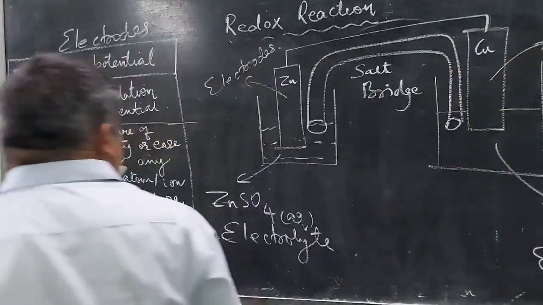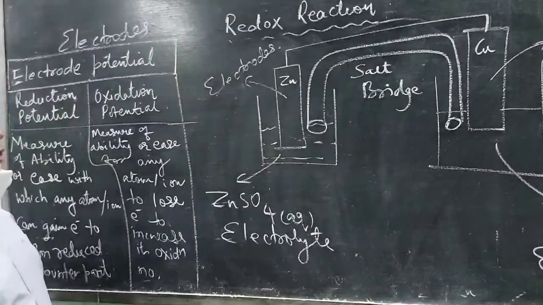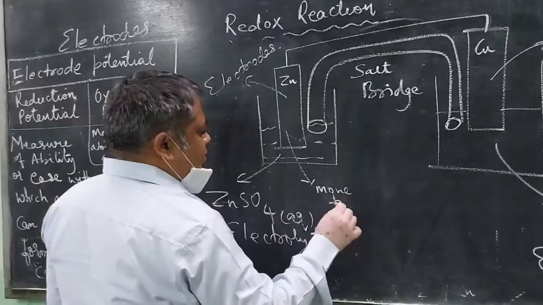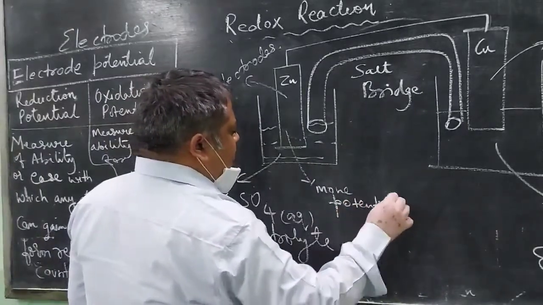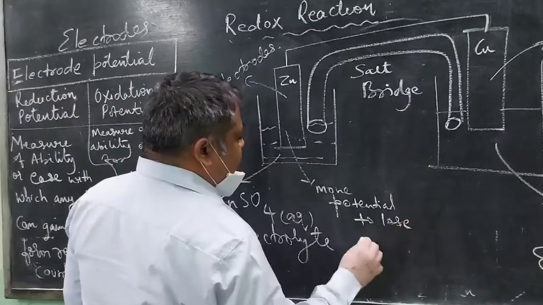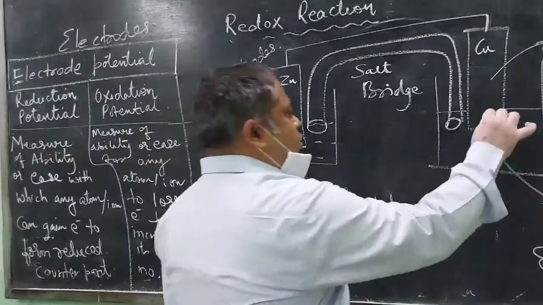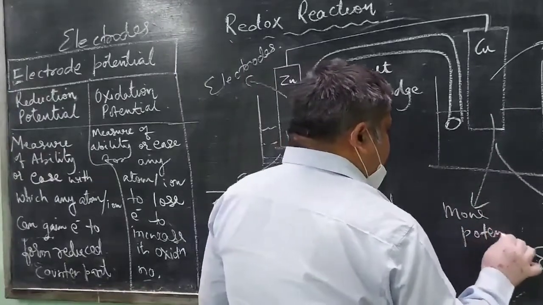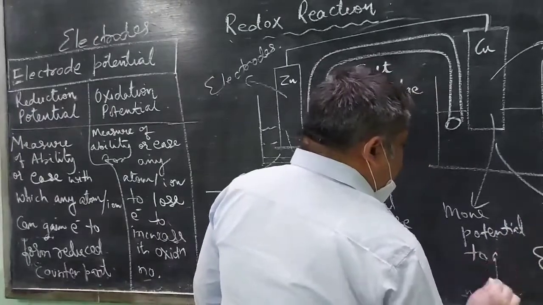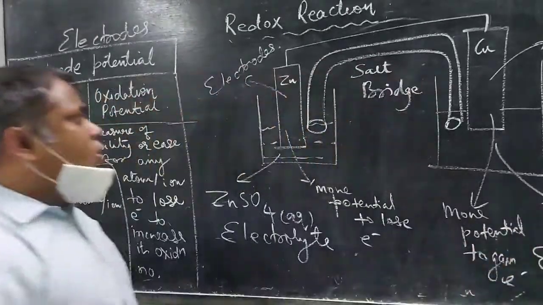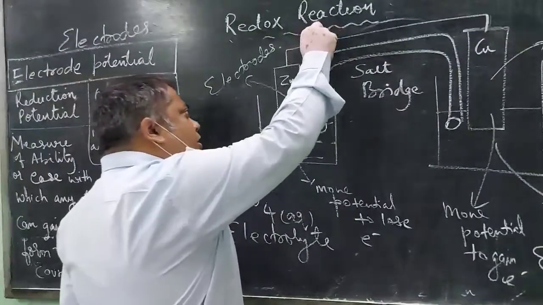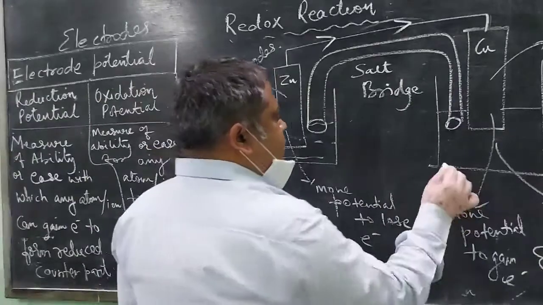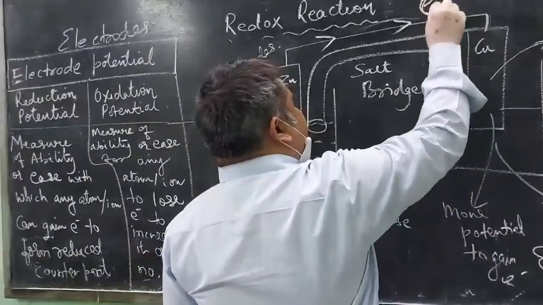Either they will prefer to lose electron or they will prefer to gain electron. As we have seen, zinc has more potential to lose electron. Copper 2 plus has more potential to gain electron. So, electron will start flowing from zinc to copper 2 plus. So, electron will flow in this direction.